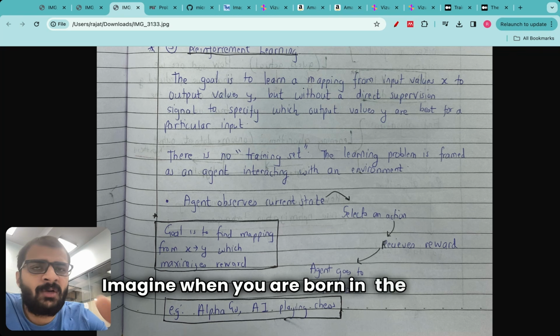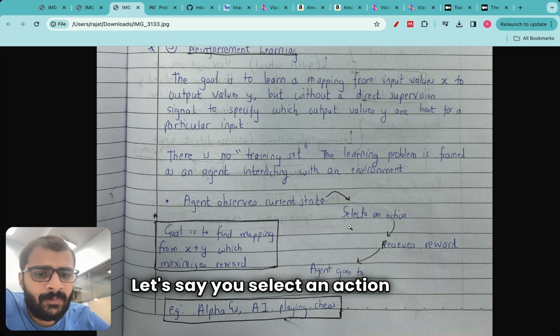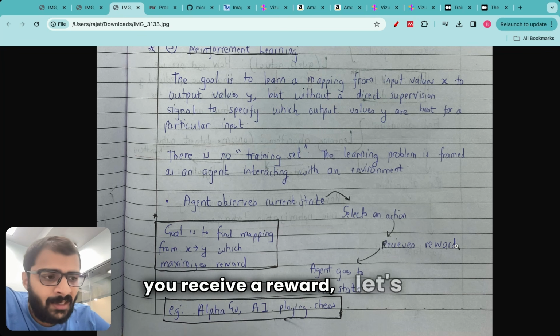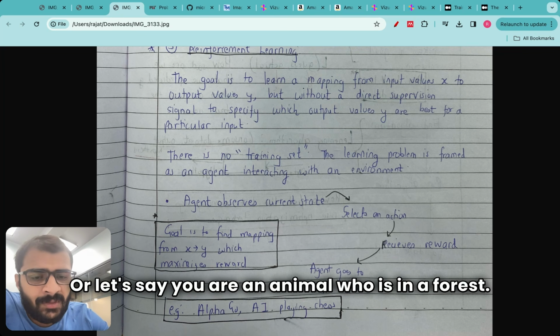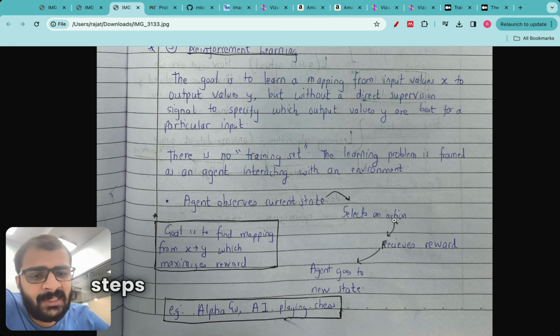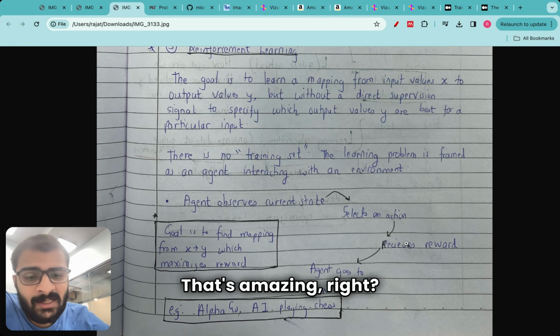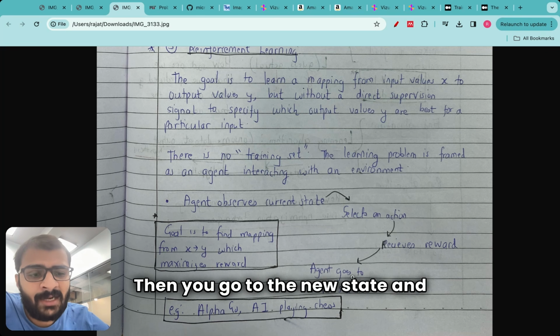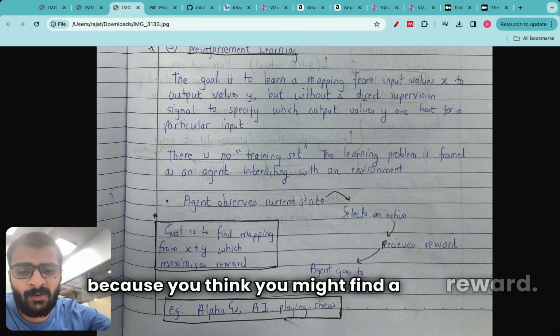Imagine when you are born in the world. Let's say you are an agent. You are interacting with the environment. Let's say you select an action and you receive a reward. Let's say you're an animal in a forest. You select an action of moving 5 steps forward and you find food there. That's amazing, right? Then you go to the new state and you again start taking 5 steps forward because you think you might find a reward.